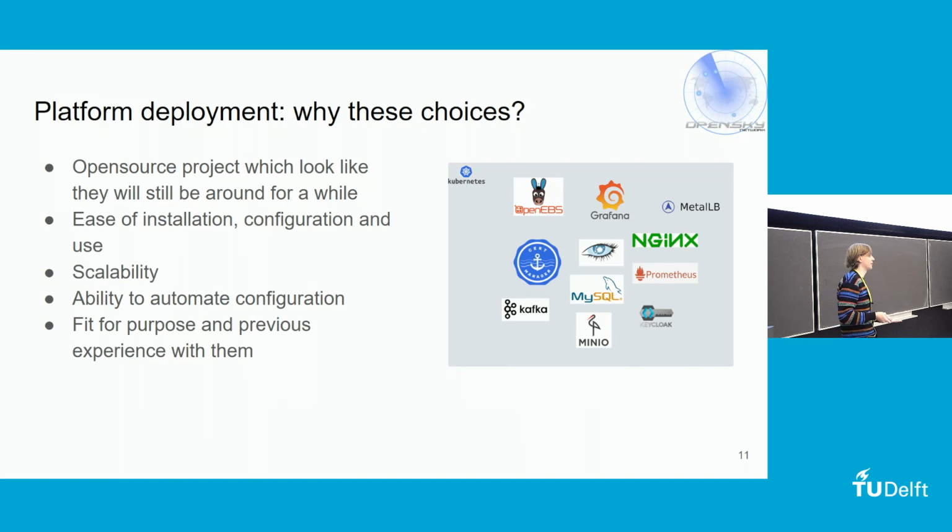so when automating things, we minimize the risk of making mistakes, so that's good. And obviously, those components fit the purpose, and Fabian and also John had previous experience with those components, so that's also quite important, I think.